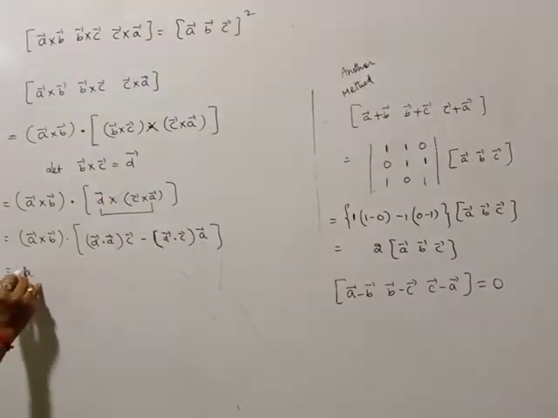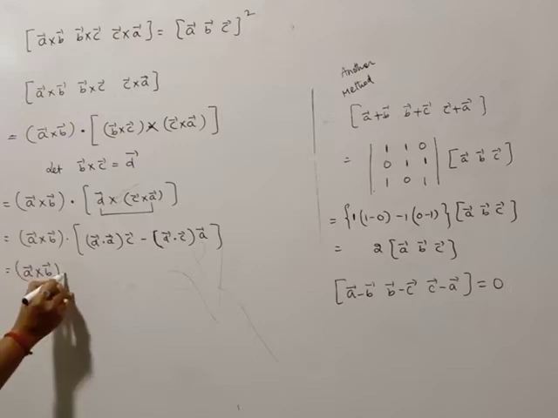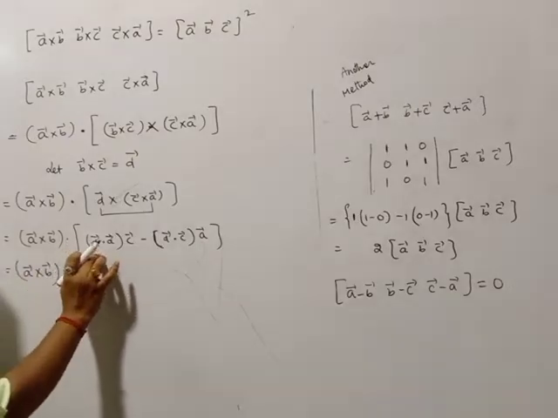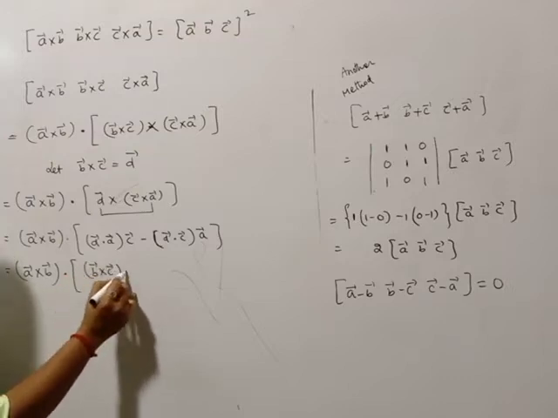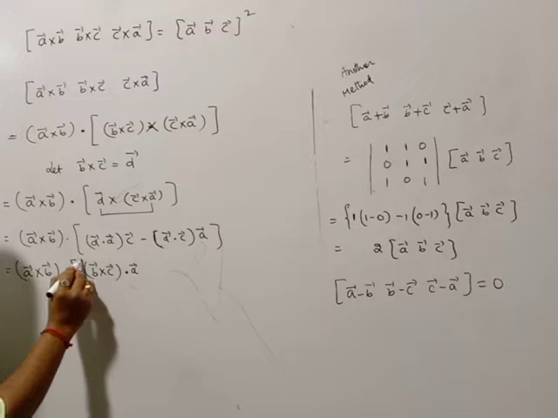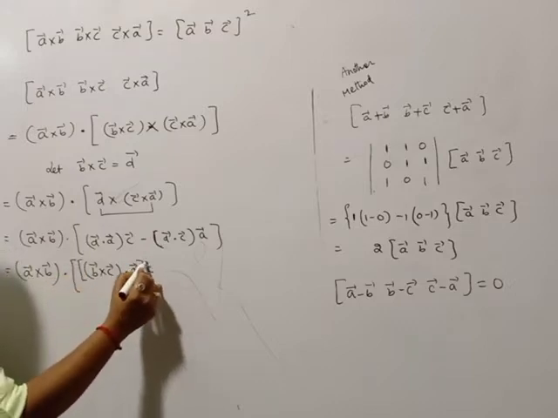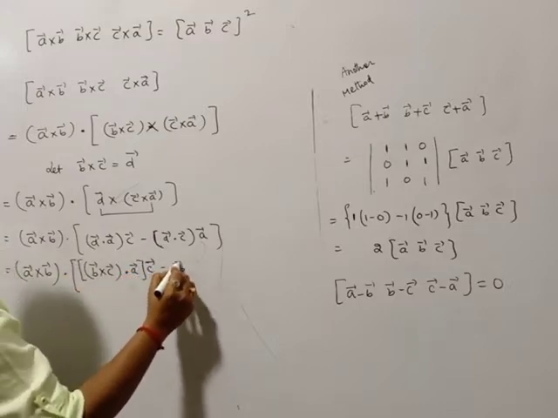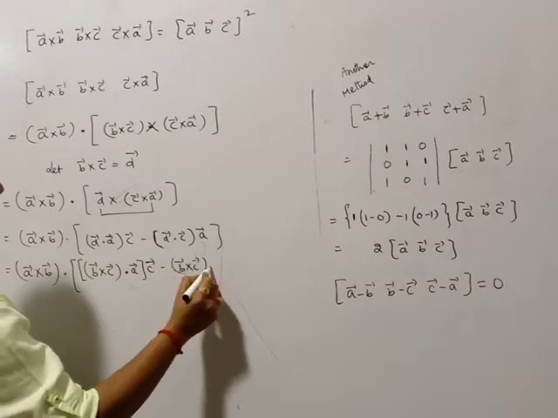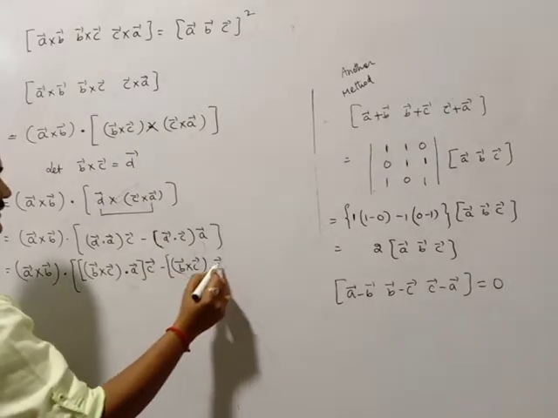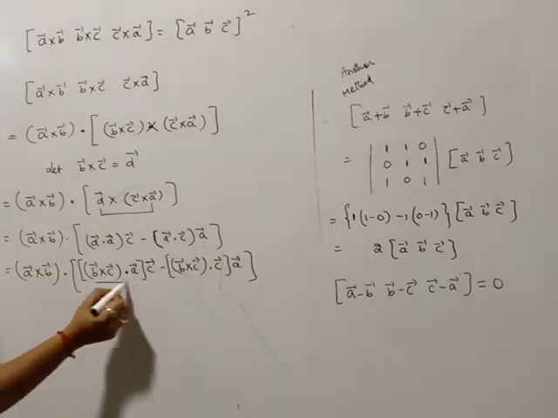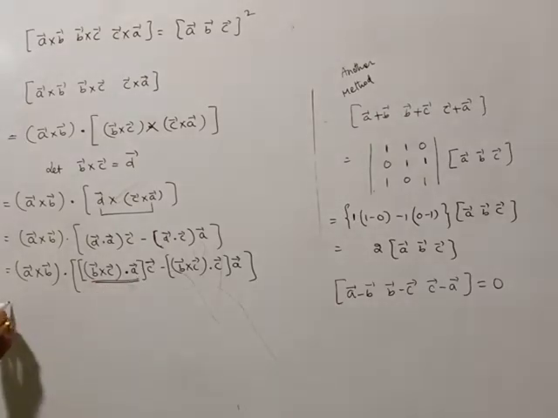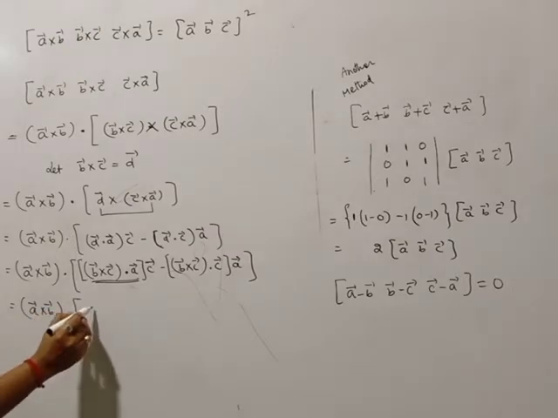So that can be written as a bar cross b bar dot. Now put the value of d bar. d bar is b bar cross c bar. So b bar cross c bar dot a bar into c bar minus b bar cross c bar dot c bar into a bar. So this is cross and dot, it is a box.